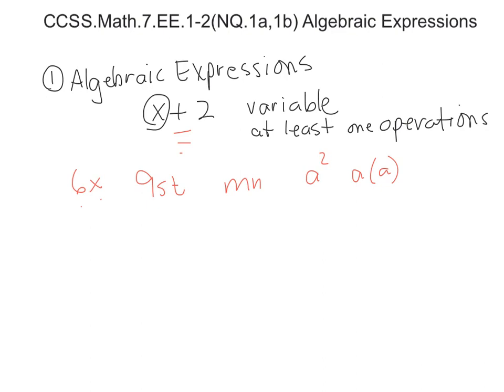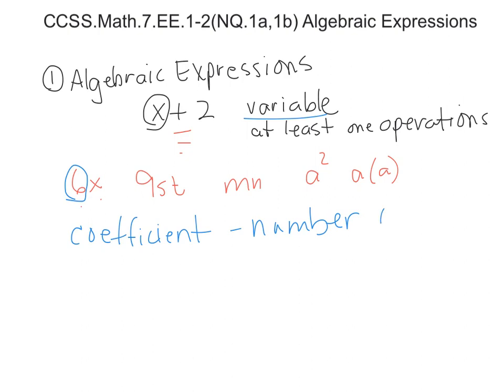The other word you need to know besides variable, which is a symbol that stands for a number, is coefficient. A coefficient is a number, and it's a number only, a number that is attached to a variable. So like this, 6x, it is the number 6 only. It is not 6x because that is an expression. So 6.